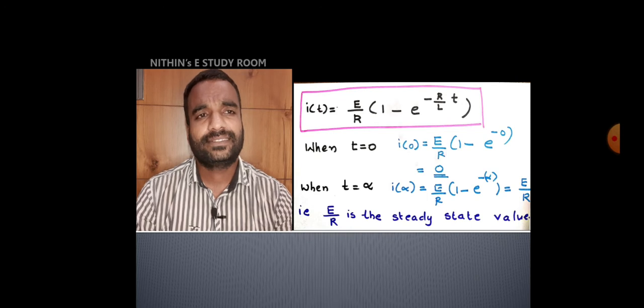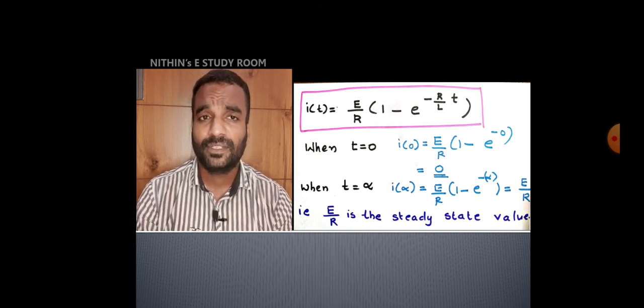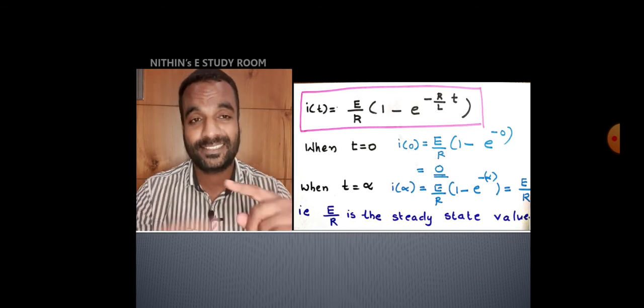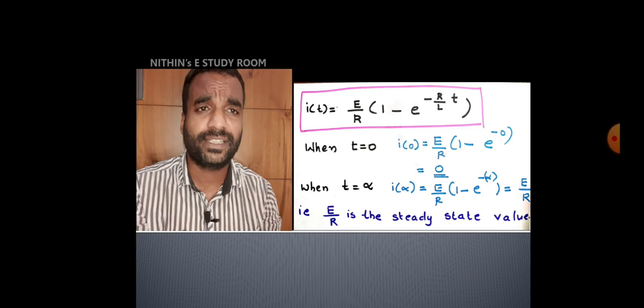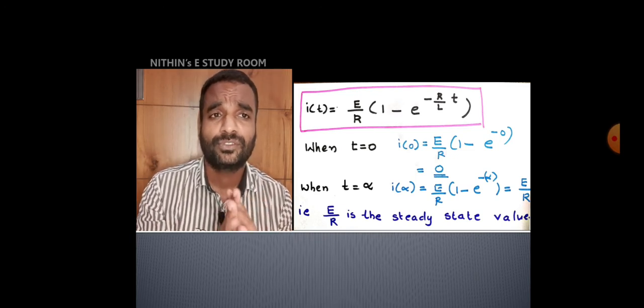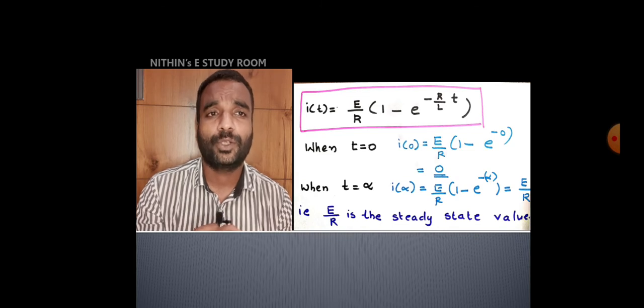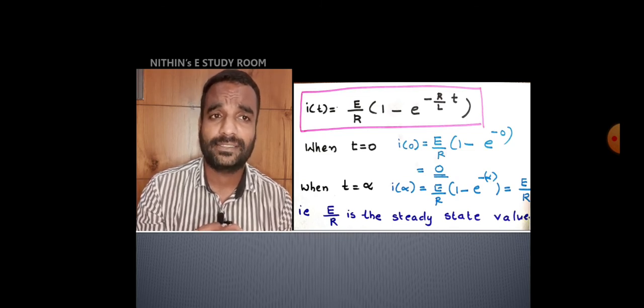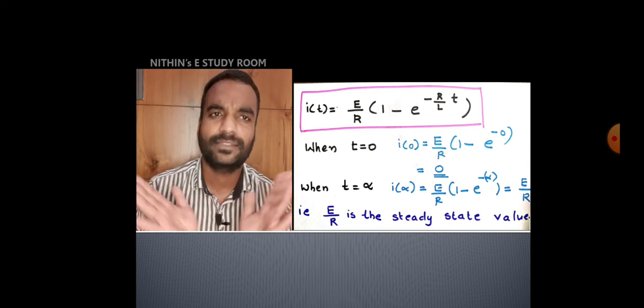Okay, now we can just check what happened when t is equal to 0. You already know that when t was 0, the switch was open and its response was 0. But you are just cross-checking whether your answer is right or wrong. So when you put t equal to 0, I of 0 is equal to E by R into 1 minus e raised to minus 0. The total term will become 1 minus 1, that is 0. So I of 0 is equal to 0. So your initial condition is verified.